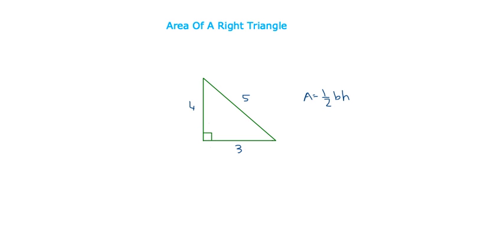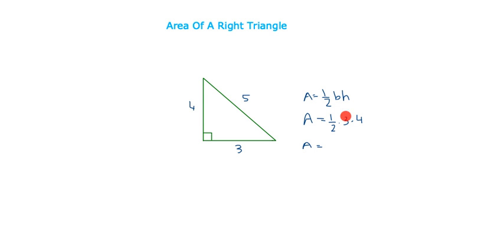So area equals 1/2 of, yes, you're right, 3 times the height, which is 4. And we're going to go ahead and multiply straight through. We'll multiply all the numerators together, which is 1 times 3 times 4, and we end up with 12.